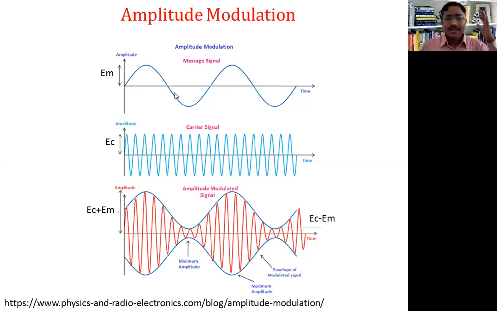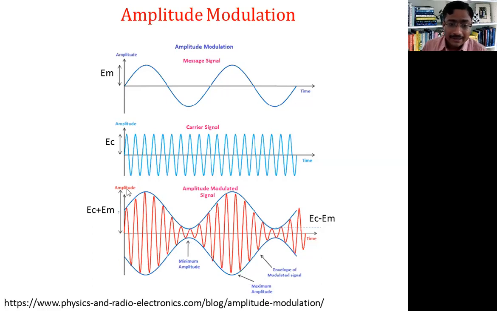So when this happens, there will be subtraction in the amplitude. Instead of addition, now subtraction. Now subtraction, EC minus EM. So EC minus EM occurs up to this point, and we get a lower amplitude at this point. Why does this happen? Because here we have a negative amplitude, and when we add a negative quantity to the positive quantity, subtraction takes place. And we have the envelope of the amplitude modulated signal. This is the amplitude modulated signal, the envelope of the amplitude modulated signal.